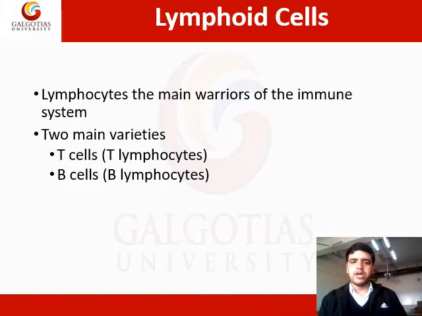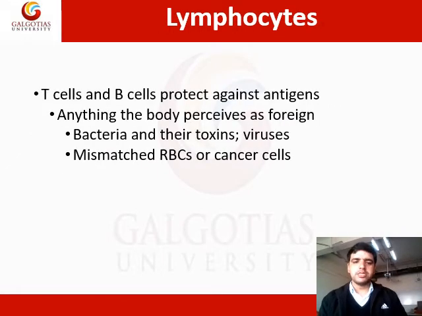Next is lymphoid cells. Basically, the lymphoid cells are also known as lymphocytes. They are the main warriors of the immune system. There are mainly two varieties, the T cells and the B cells. T cells are also known as T lymphocytes and B cells are known as B lymphocytes.